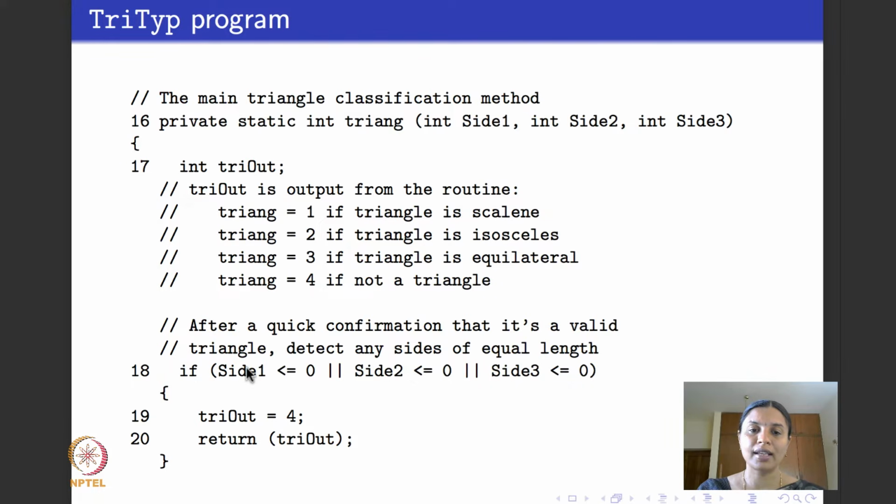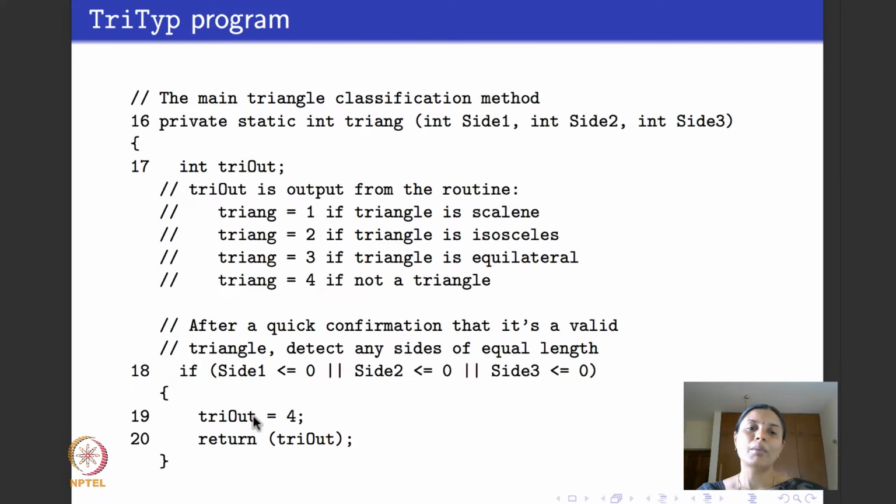It says if side 1 is less than or equal to 0, or side 2 is less than or equal to 0, or side 3 is less than or equal to 0, then you set tryout to be 4. What does tryout being 4 mean? If you go above and see, tryout 4 means that it's not a triangle. So you set tryout to be 4 and return tryout.